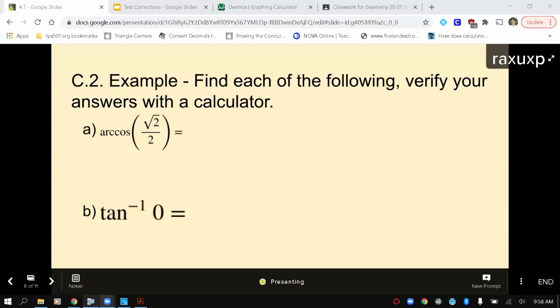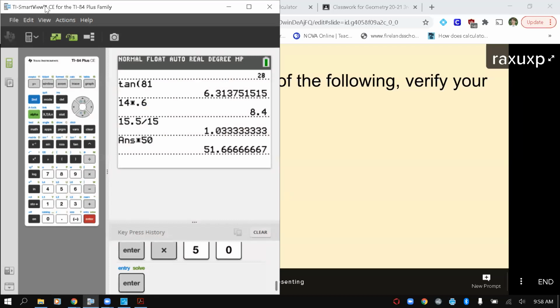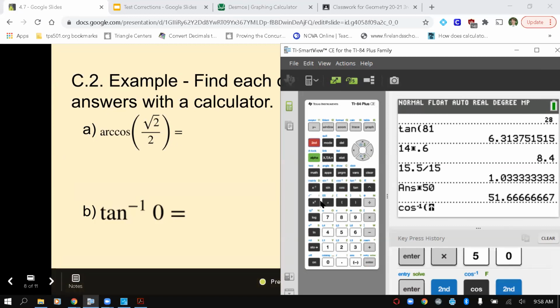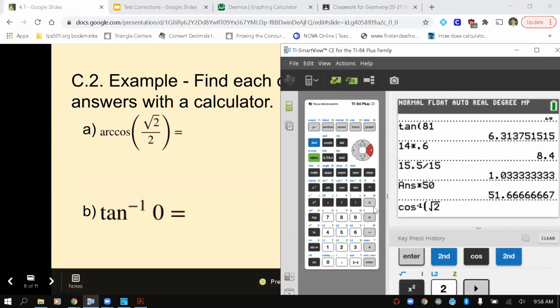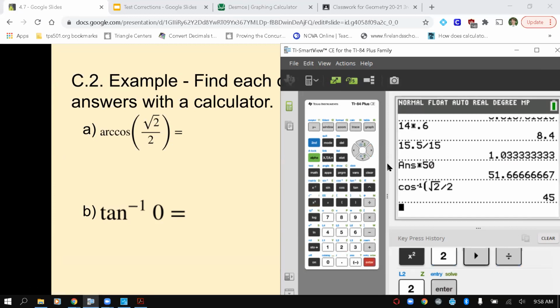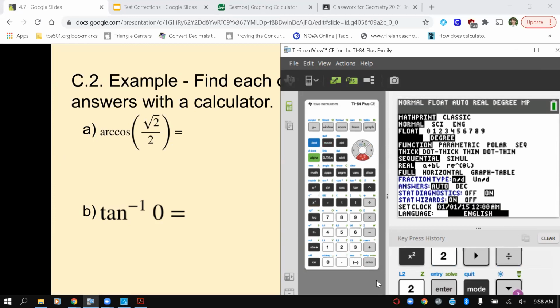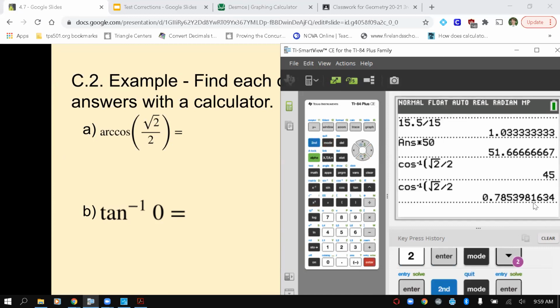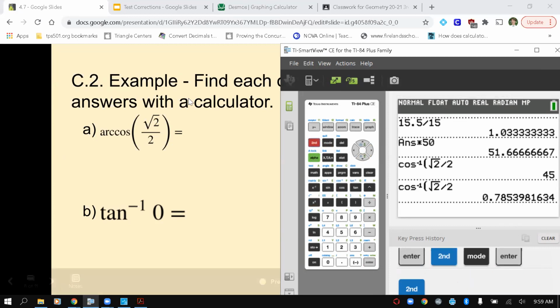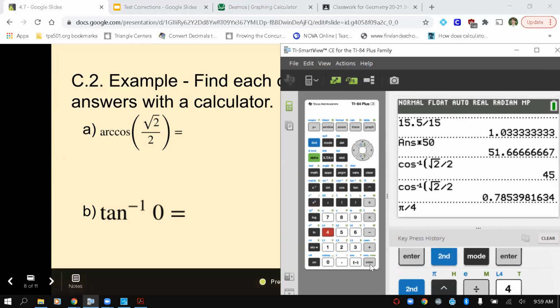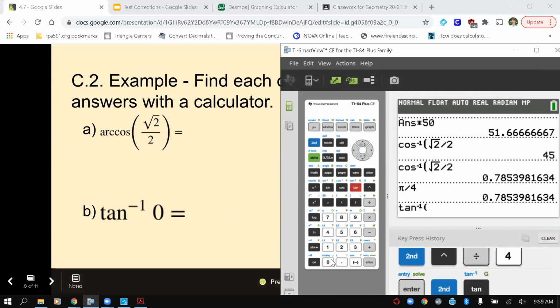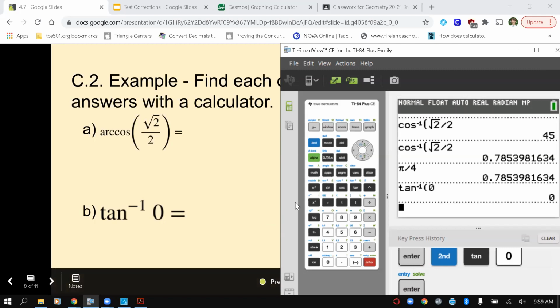So again, after you're done with these, you might say, oh, I'm not sure I did that right. There's a lot of steps. If I do the cosine inverse of the square root of 2 over 2, it'll tell me, oh, I have mine in degree mode. Radians. All right, try that again. It'll tell me the answer is 0.7853918634. If I take the answer we got, pi over 4, you see that those are the same decimal. For tangent, if I do the tangent inverse of 0, I get 0, which is the same answer we got.